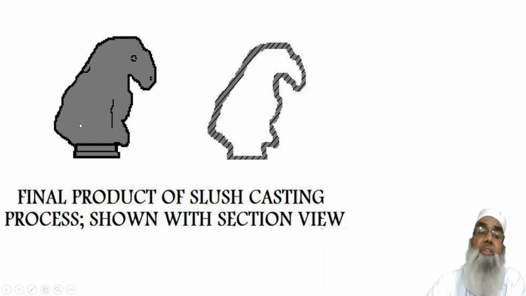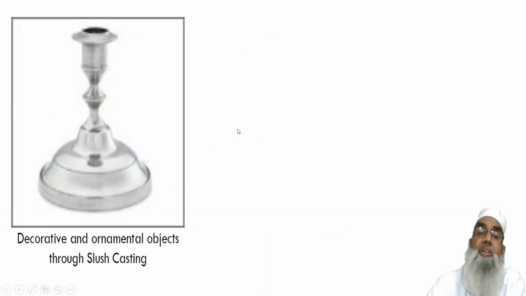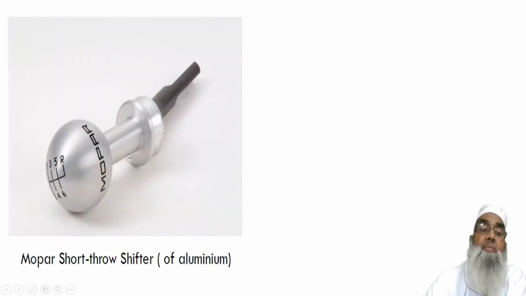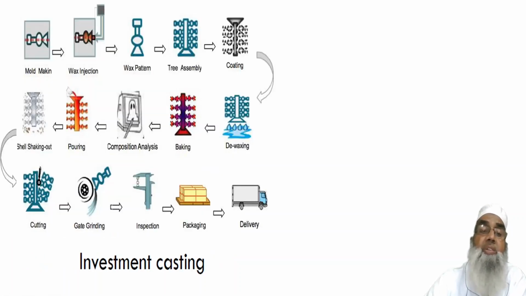We are only having the outer profile of the cast as the final product. These are a few decorative pieces where we need only the outer profile, and therefore we go for slush casting. This is another example of aluminum slush casting, and this is a part made of aluminum obtained through slush casting.